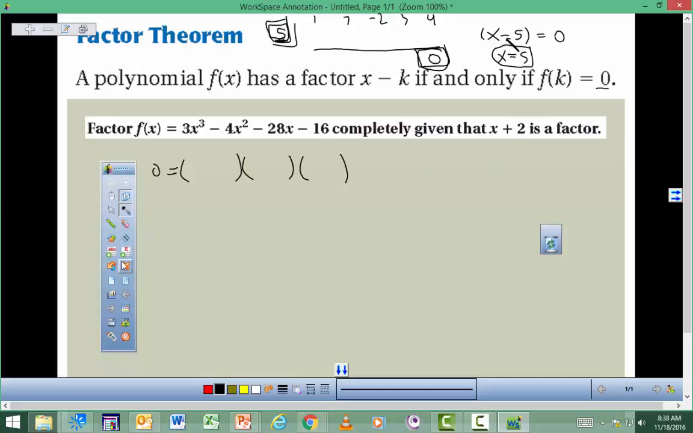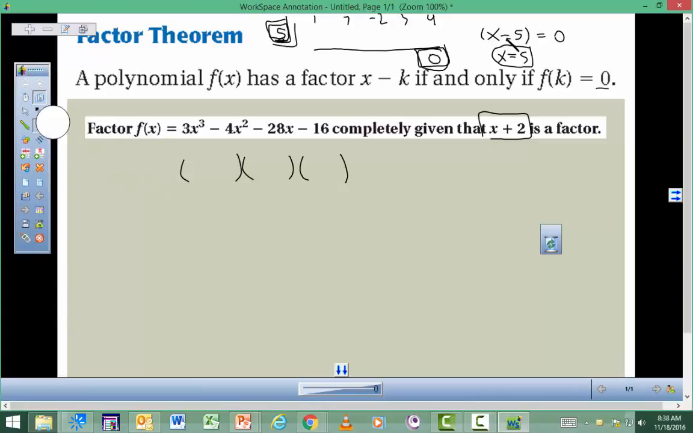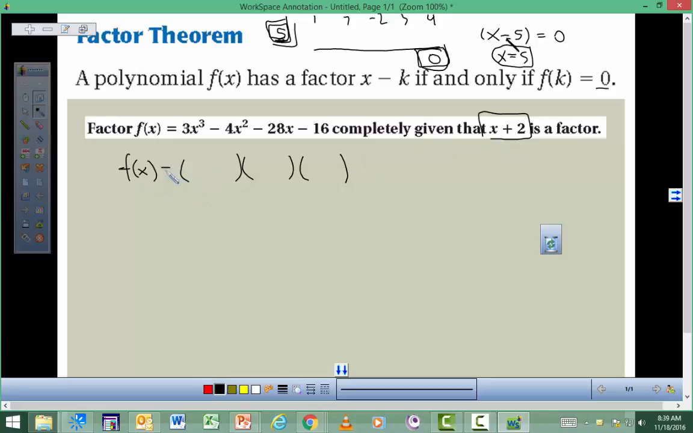So let me show you what we're going to do here. We're going to try and find all the factors of this polynomial. And we're going to start off by knowing that this one is. So basically what we know on this particular problem is we have this little hint. We have f of x and we're trying to factor it, and someone gives us a hint and they say, okay, well, x plus 2 is a factor. Okay, well, can we figure out these two then? Can we figure out how this factors further?